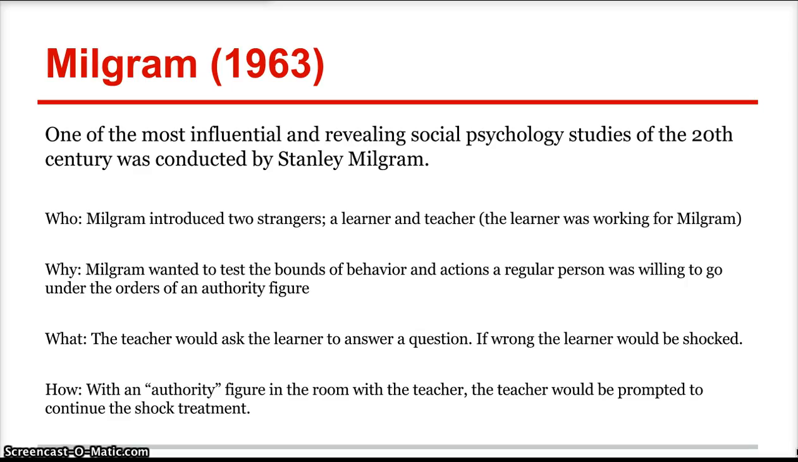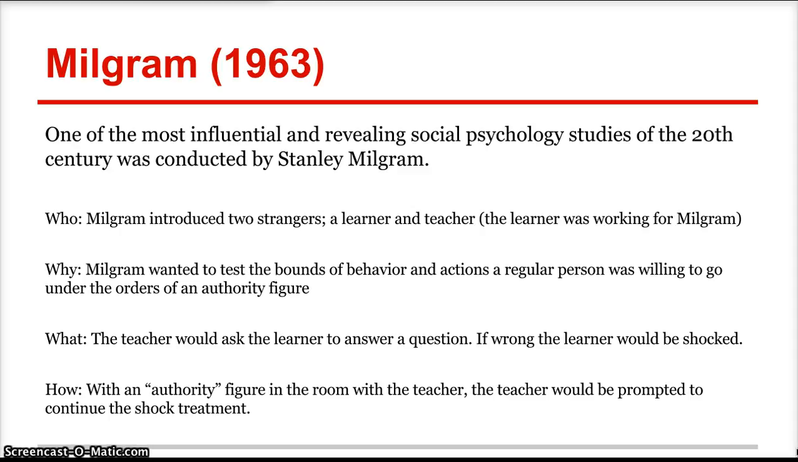A famous study that used observation, one of the most influential and revealing social psychology studies of the 20th century, was conducted by Stanley Milgram. So who was involved? Milgram introduces two strangers, a learner and a teacher. The learner was working for Milgram. The process was that the teacher would ask the learner a question, and if the learner was wrong, they would be shocked.